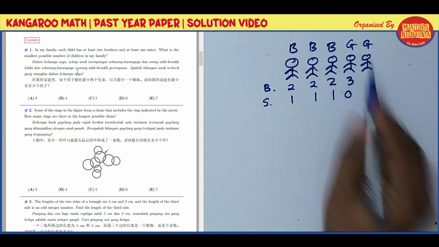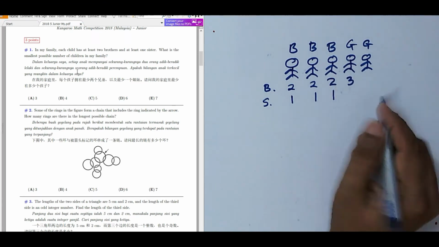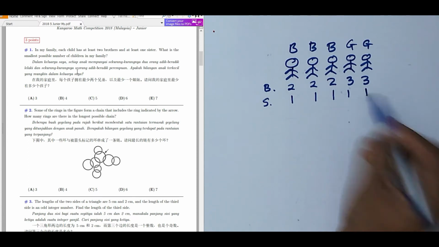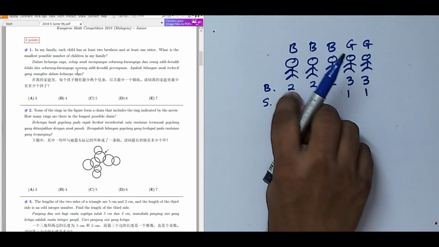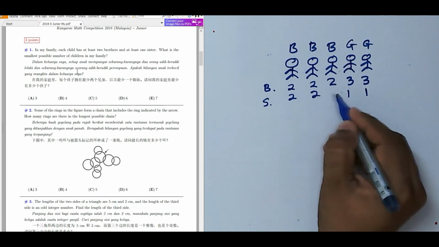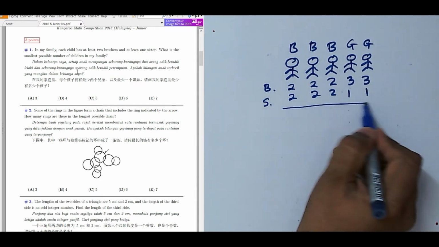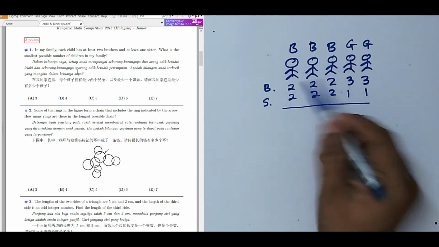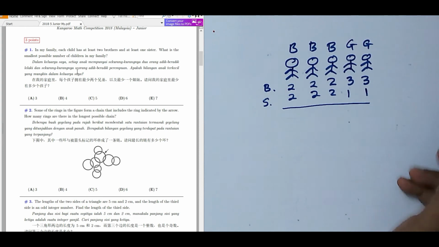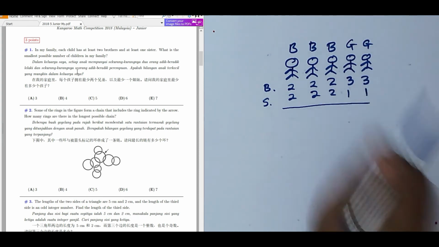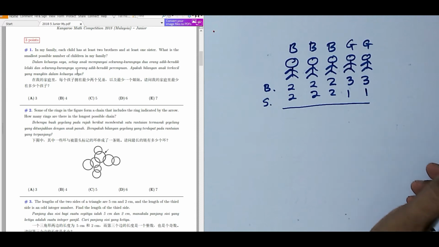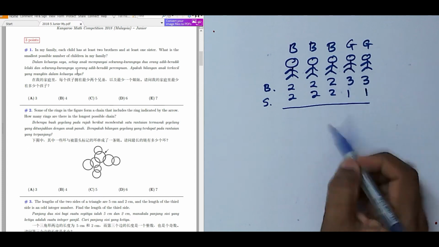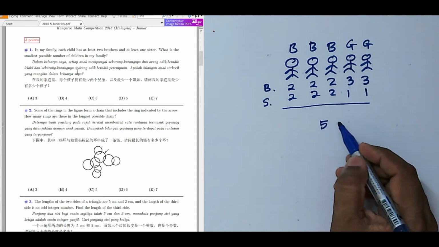Now when we add one more girl, this girl has three brothers and one sister. This girl also has three brothers and one sister. So these boys all have two brothers and two sisters. So now we have fulfilled the requirement that each boy must have at least two brothers and at least one sister. That's all for question one. So the answer is they have 1, 2, 3, 4, 5 children in the family, which is answer C.